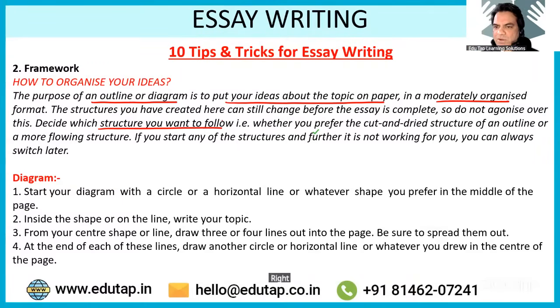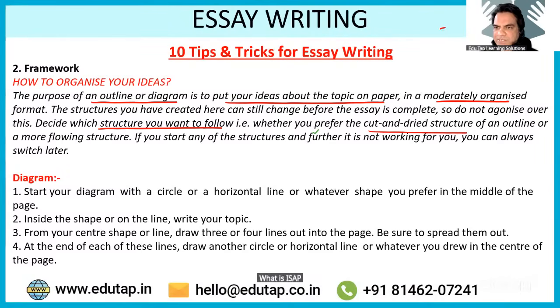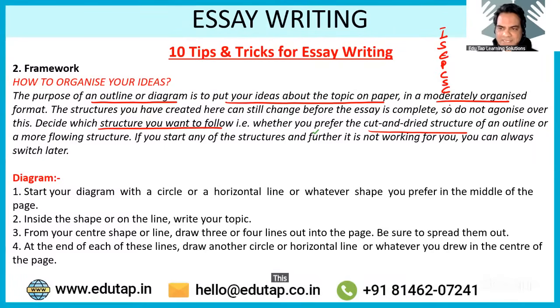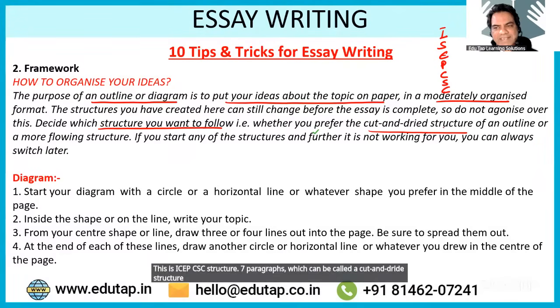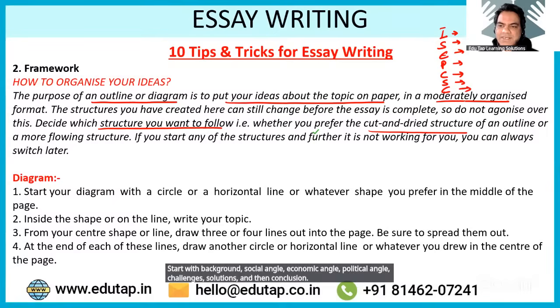So whether you follow the cut and dried structure that I have given you, the ISEP CSC structure. What is the ISEP CSC structure? Introduction, social angle, economic angle, political angle, challenges, solutions, and then conclusion. This is the ISEP CSC structure. Seven paragraphs, which can be called a cut and dried structure. Always tried and tested. Start with background, social angle, economic angle, political angle, challenges, solutions, and then conclusion. That's a cut and dried structure.